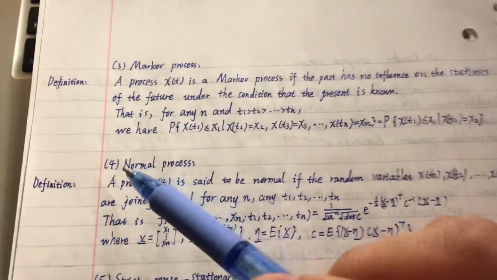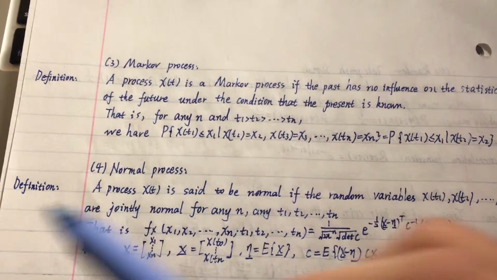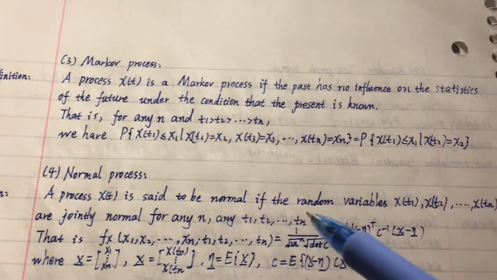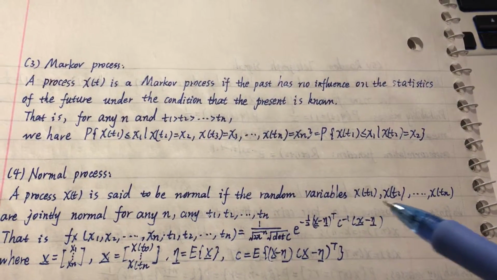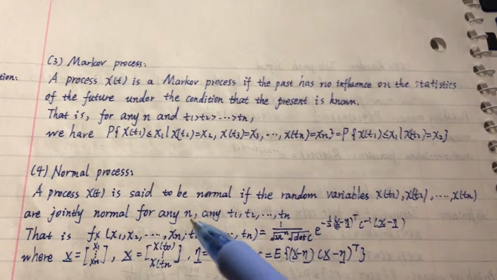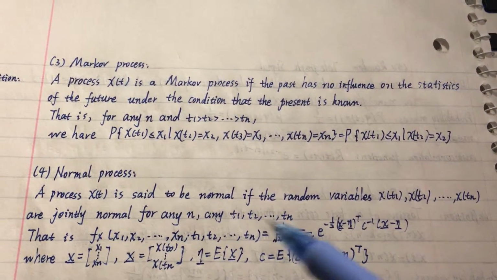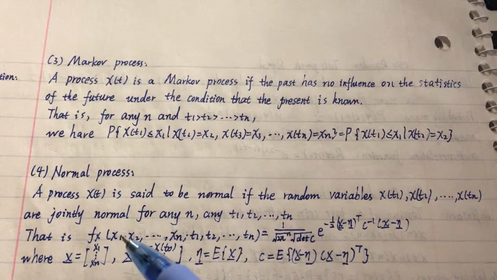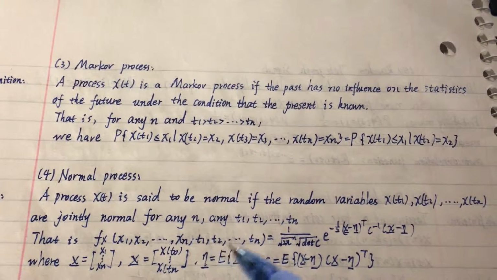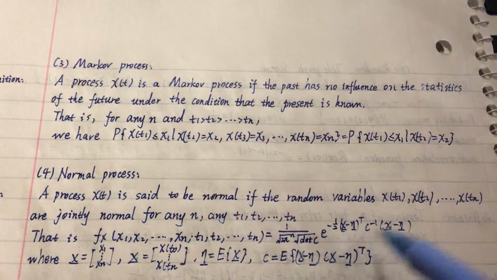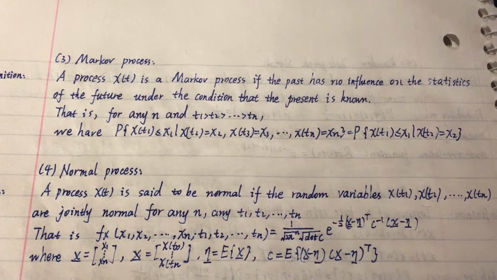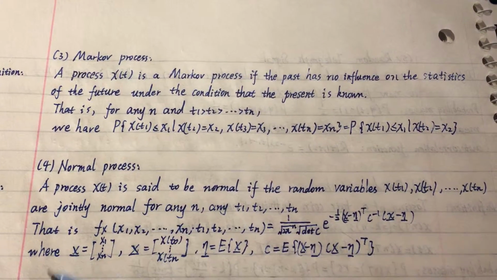And then the normal process definition is a process x(t) is said to be normal if the random variables x(t1), x(t2), and so on are jointly normal for any n, any t1, t2, and so on. And that is the density function of x1, x2, and so on equals to this equation, and the parameters are these.